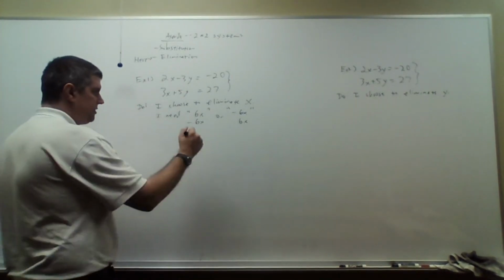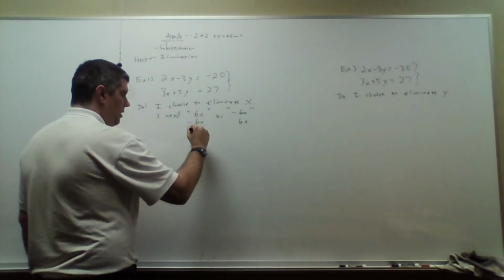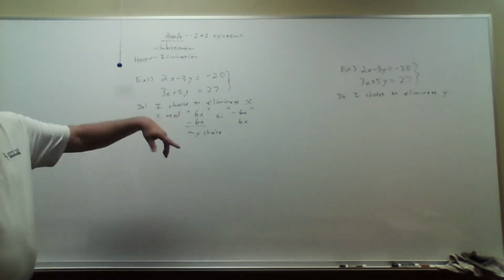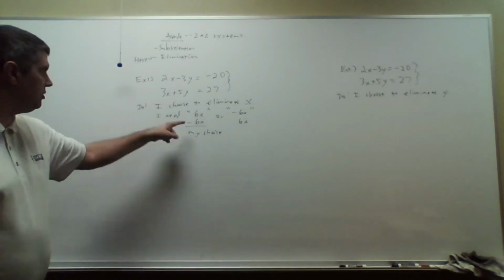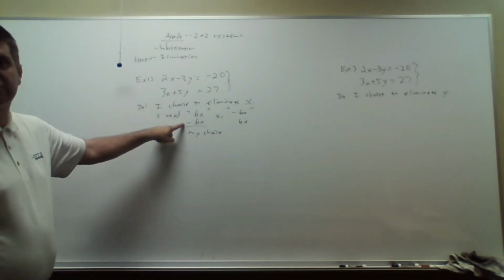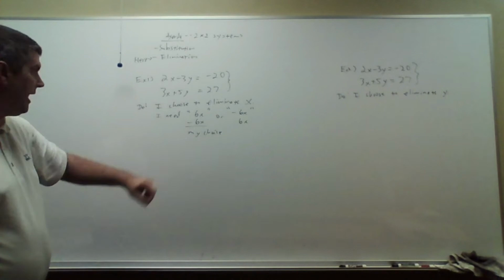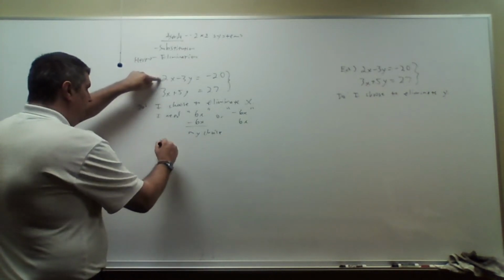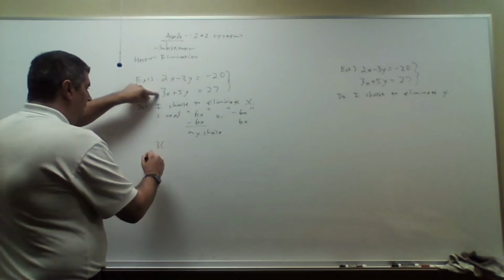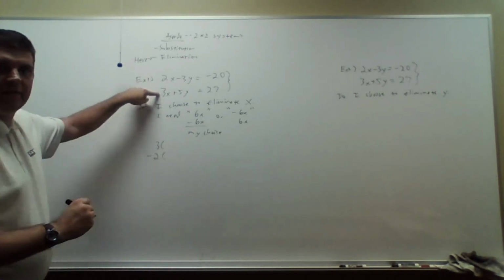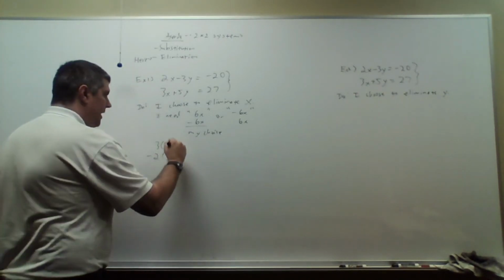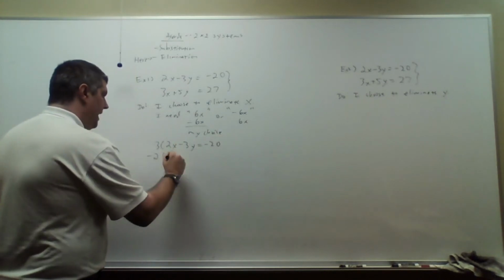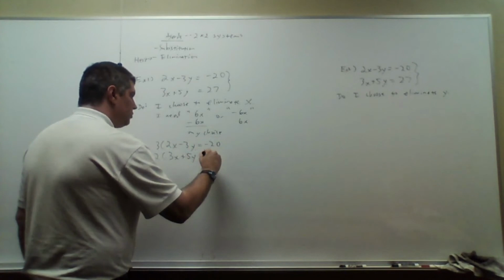I think I'm going to do this one. This is my choice, because we're used to saying the negative second, subtraction second, ever since we've come up in first grade. So I would need to multiply this by 3 to get 6x out of it. I'd multiply this by negative 2 to get negative 6x out of it. So 2x minus 3y equals negative 20, and 3x plus 5y equals 27.